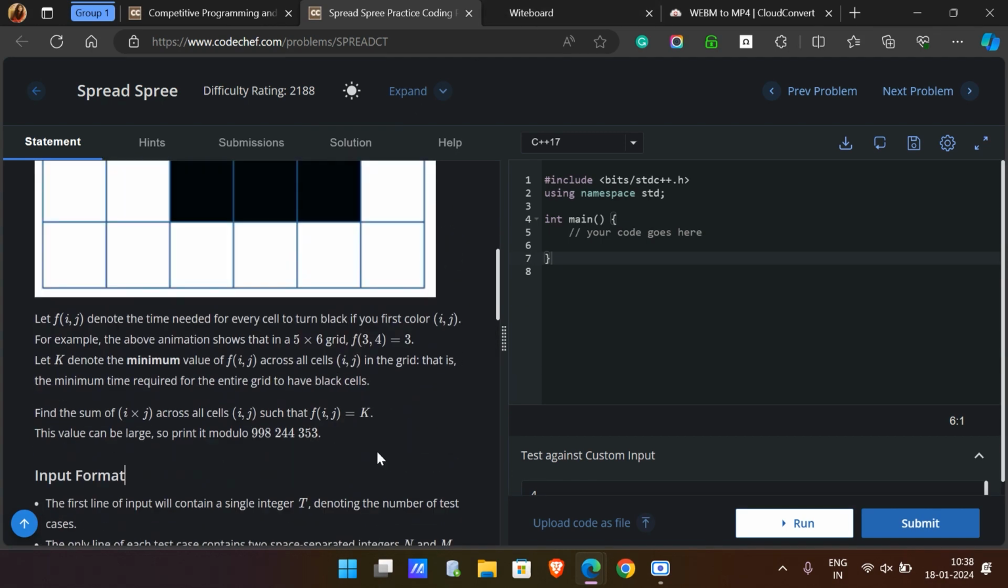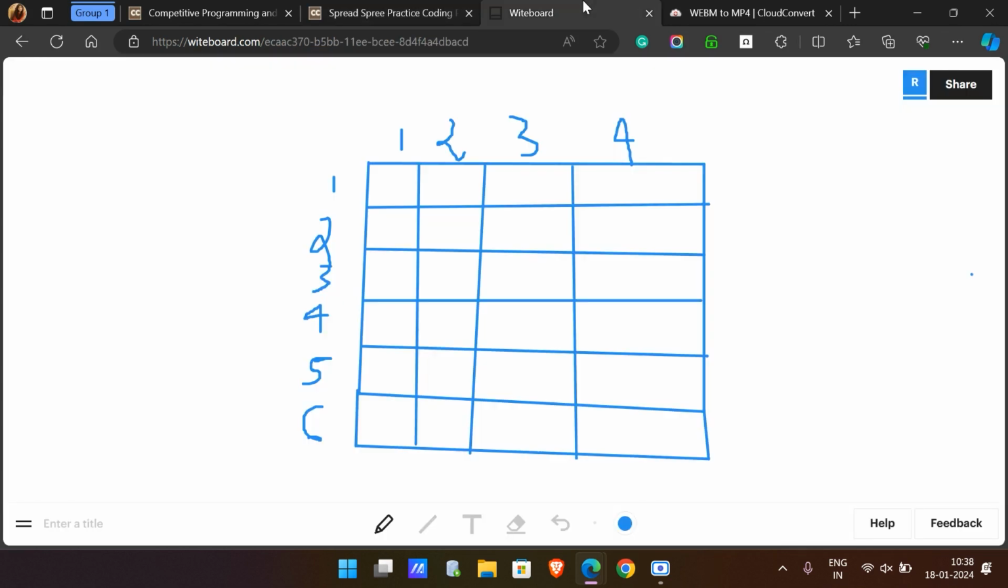Now let me explain it with the whiteboard. Let's say the number of rows we have is 6 and the number of columns we have is 4. Now, if we want to calculate the minimum number of moves, that will be based on the maximum of rows or columns. In this case, the number of rows is maximum. So it will be 6 by 2. What is it? It is 3. So the minimum number of moves would be 3.